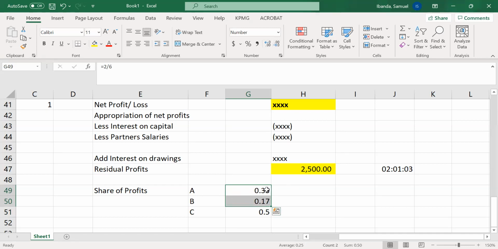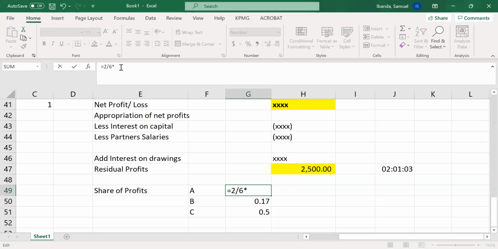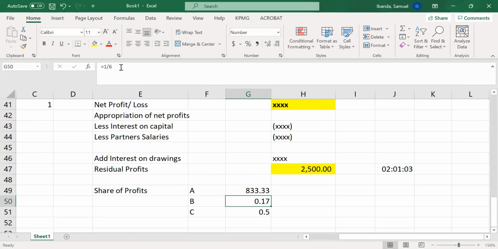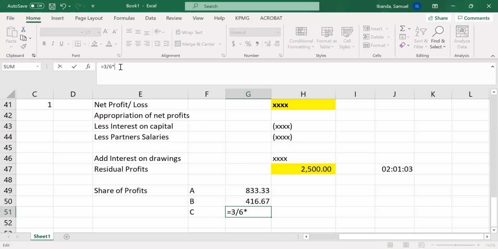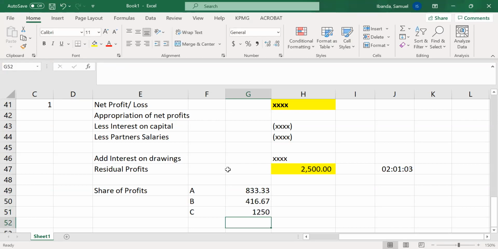So this, you can even go ahead to multiply directly with the profit that we are sharing, times 2,500. So at the end of the day, when you add up all this, it will definitely come to 2,500, but now it has been distributed among the partners. As you can see, C got more because according to their ratio, they are getting 3 out of 6. So that's why this is like this.